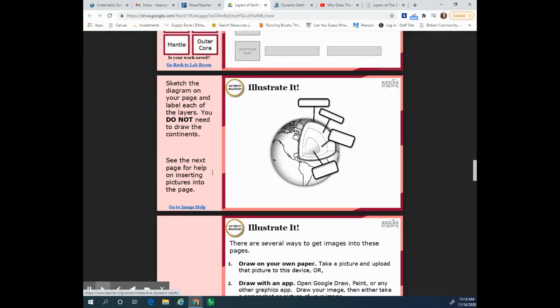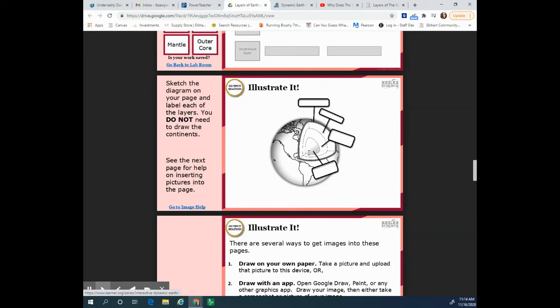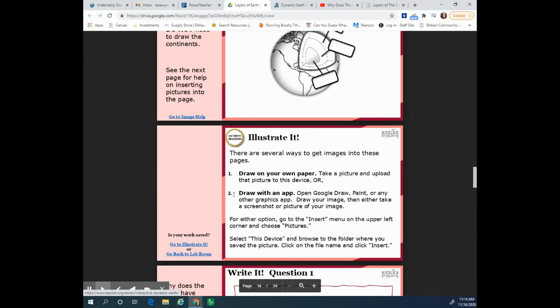Illustrate it. You're going to get a paper and you're going to draw the Earth, and then you're going to label the layers of the Earth on the inside. You don't have to draw the continents or anything, but you're going to insert it here on slide 14. By doing that, you're going to follow these instructions.